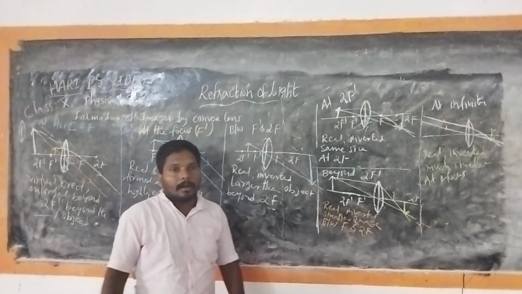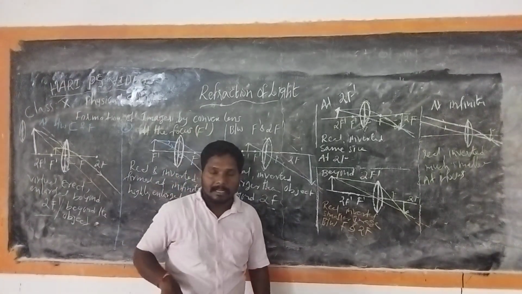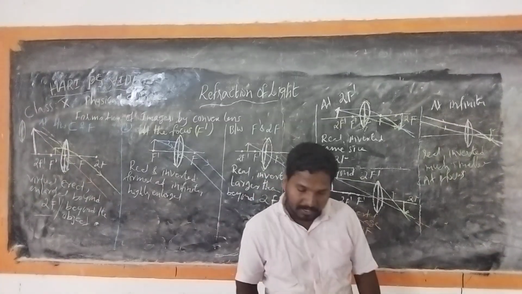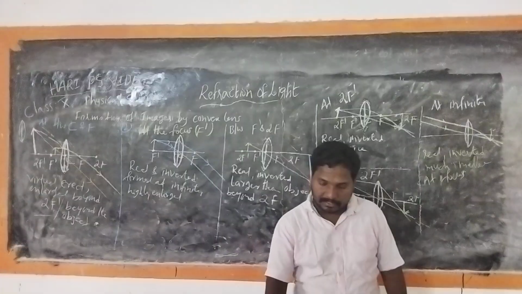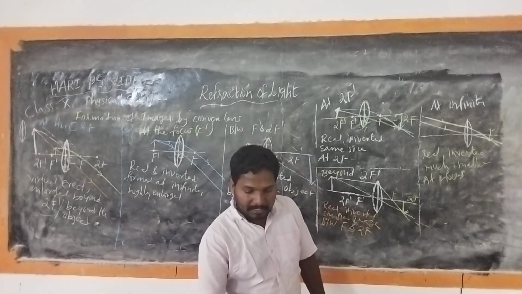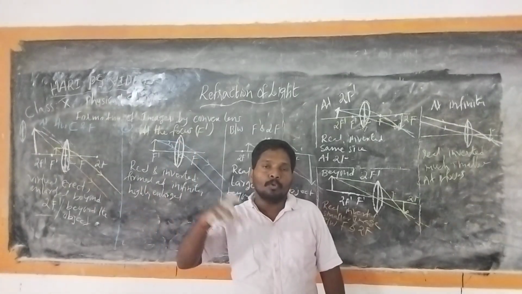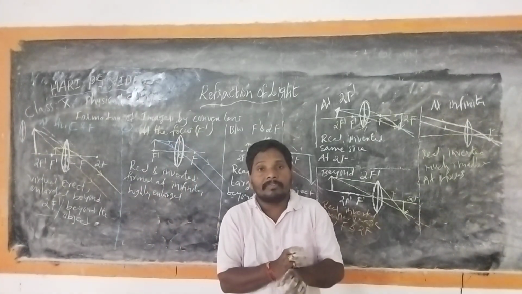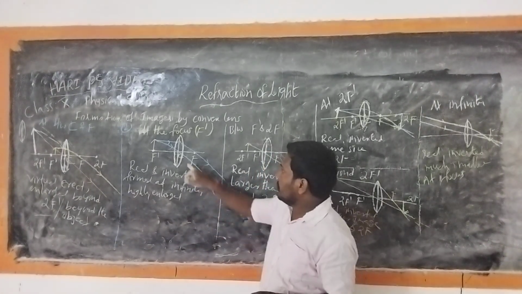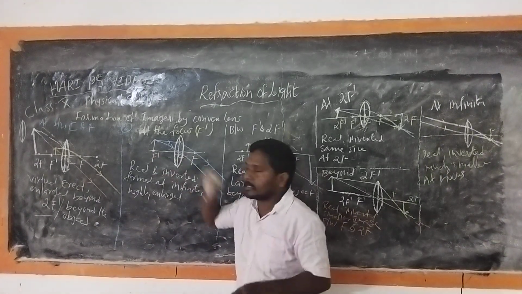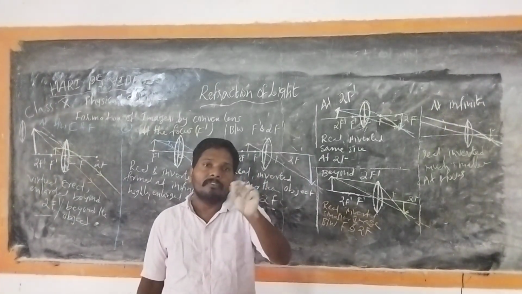So these are the different images formed by a convex lens. Now, determine the focal length of a convex lens. When the object is at infinity, how do we know the focal length? What is the focal length? The distance between the optic center and the focus is called the focal length.